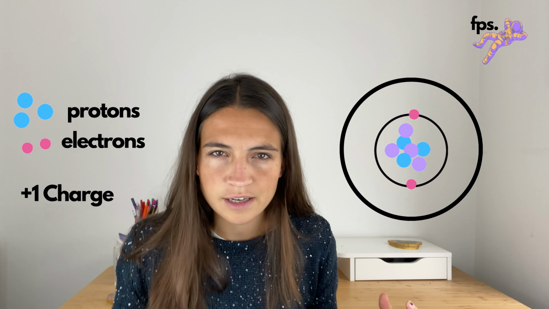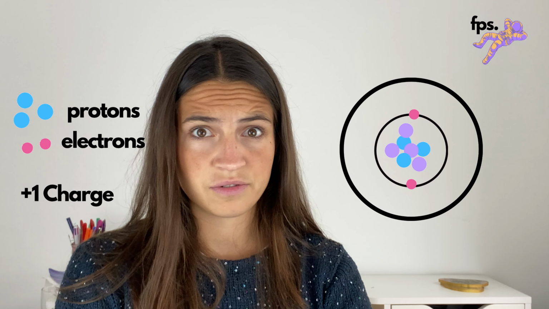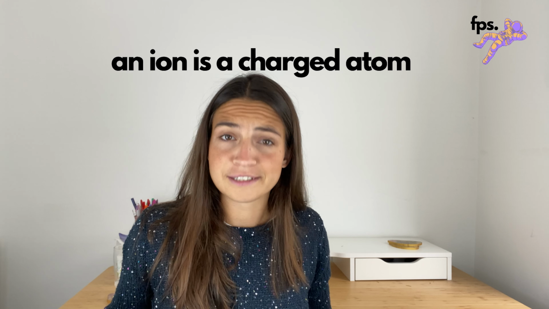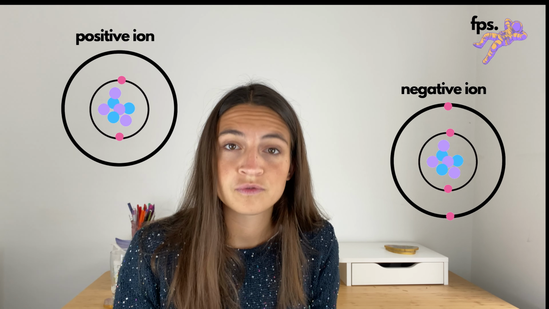Now I have a different number of protons to the number of electrons. My atom no longer has a neutral charge. So that's our definition of an ion. An ion is a charged atom. Ions can be positively charged. Ions can be negatively charged. It all depends on if we're adding or removing electrons from our atom.